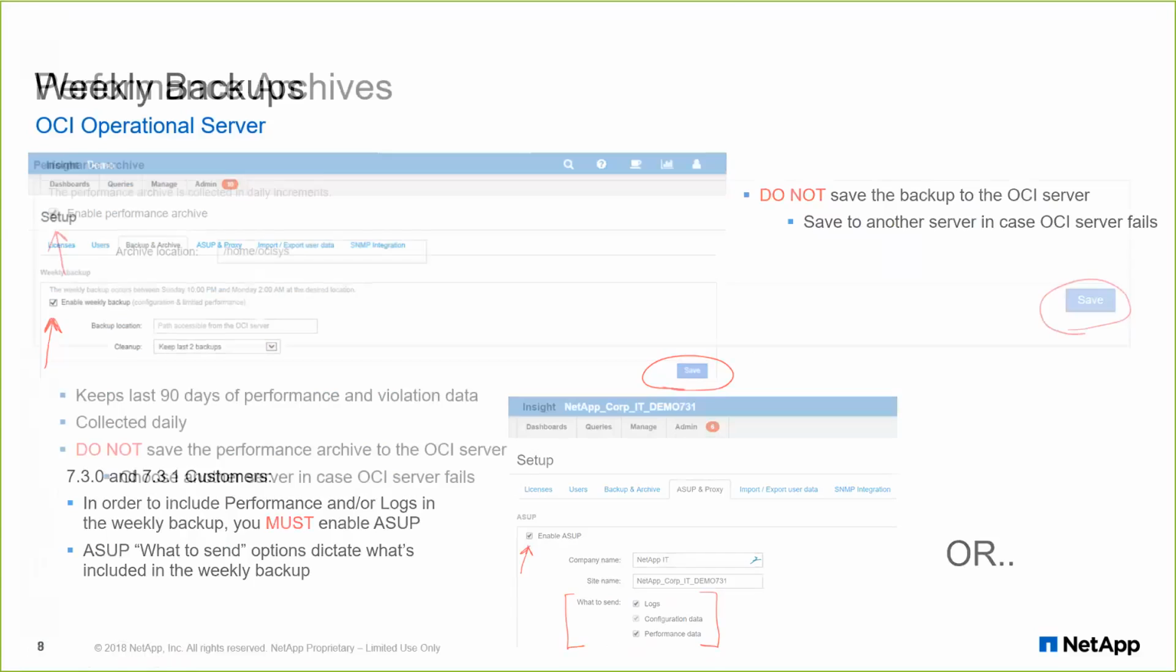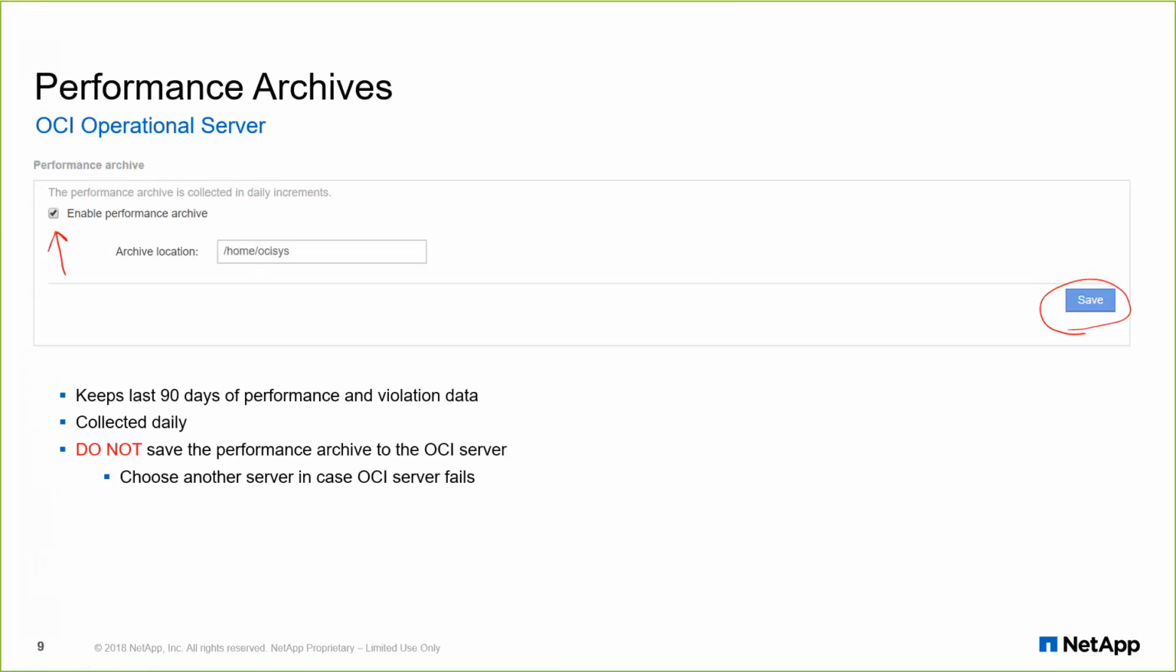Okay. With 7.3 and later, we have what's called a performance archive. This is 90 days worth of performance data. We can choose to save this somewhere completely separate from the original backup. The benefit of this is we can make sure we have that 90 days of performance data ready to restore, but we're not blowing up the size of the operational server or the database backup.